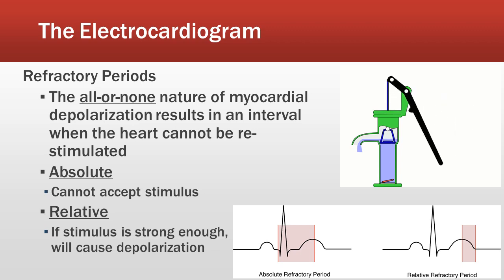The relative refractory period means that a strong enough stimulus can cause depolarization once the ventricles are halfway recovered. It's just like our water pump in this picture. We want to get a full load of water, or full load of blood, out of our pump, being the heart, but we can get half a load of water when it's halfway down, like our relative refractory period. Hopefully you get that analogy.